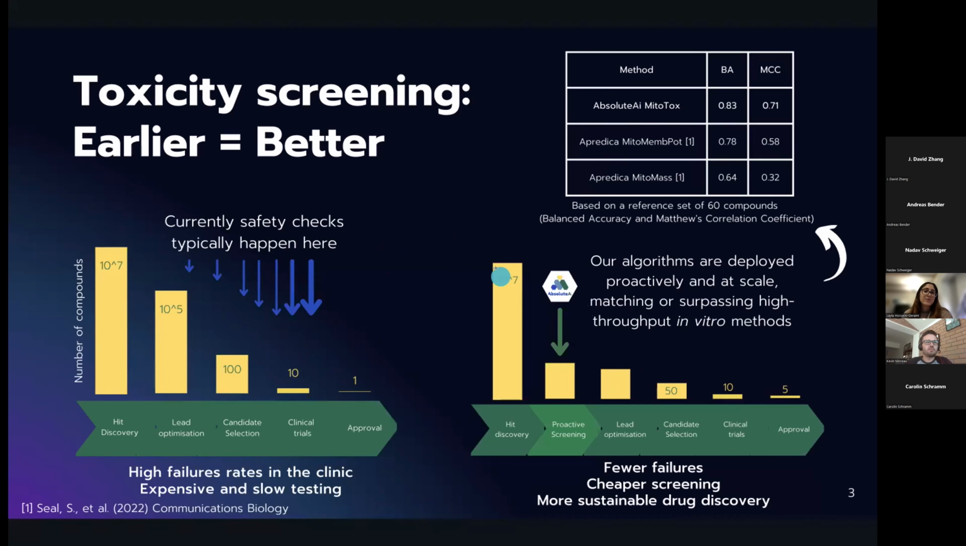So this is possible now because in silico tools are starting to match or surpass high throughput in vitro methods. This is seen in the literature, but also with our internal mitotox prediction tool. So we've here compared it with 2 high throughput mitochondrial toxicity in vitro assays, showing in terms of balanced accuracy and Matthews correlation coefficient that we're in fact surpassing these in vitro assays.